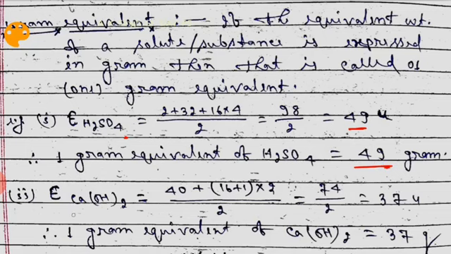Now next example, equivalent weight of calcium hydroxide. At first, molar mass of calcium hydroxide will be equal to 40 plus 16 plus 1 into 2, divided by 2. Why divided by 2? Because calcium consists of 2 positive charge. It is equal to 74 by 2. It is equal to 37 U. Hence 1 gram equivalent of calcium hydroxide is equal to 37 gram.